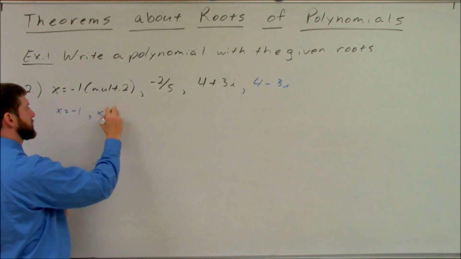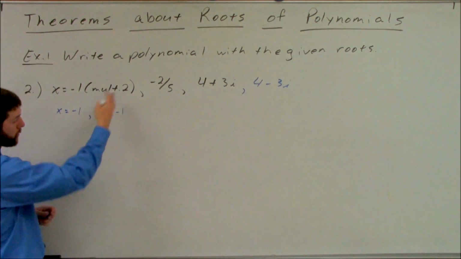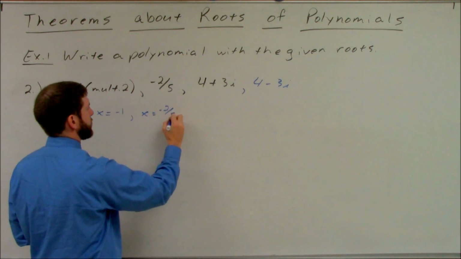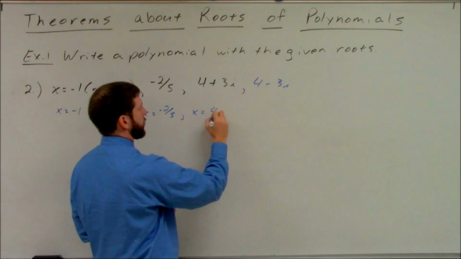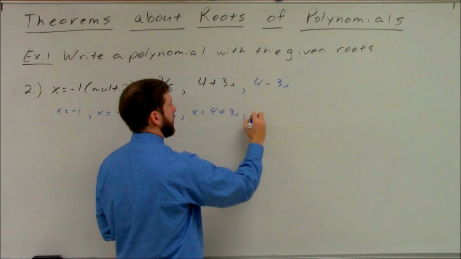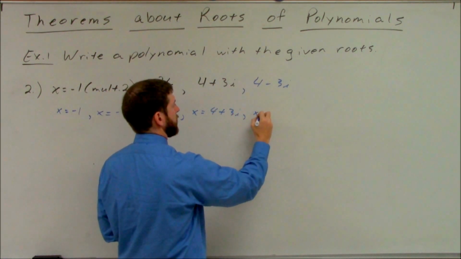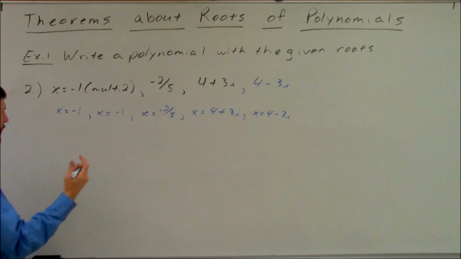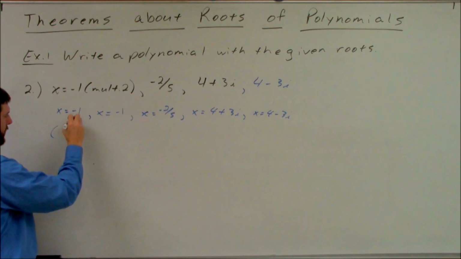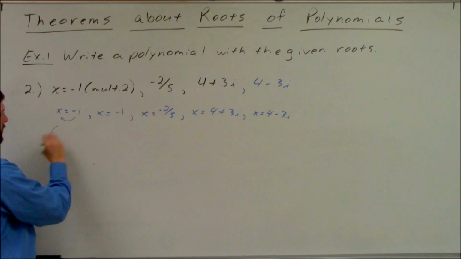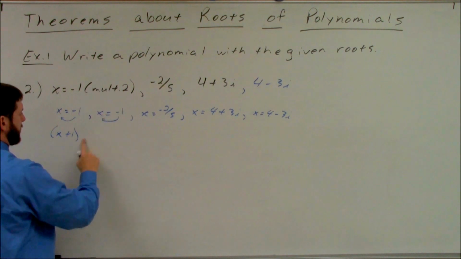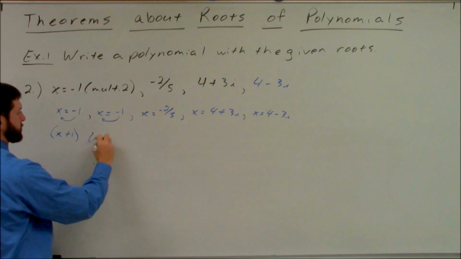Multiplicity means do it twice. So multiplicity of 2 means do it twice. x equals -2/5, x equals 4 plus 3i, and x equals 4 minus 3i. Go through, put them back as linear factors, so I'm going to add the 1 back over. So that's x plus 1. Add the 1 back over, gives me x plus 1.